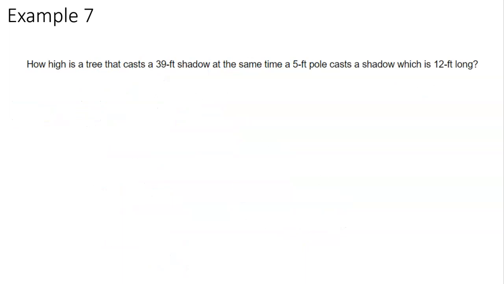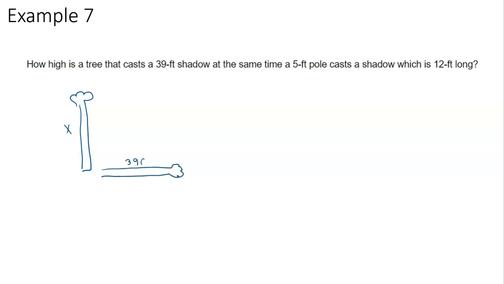Let's look at another example. How high is a tree that casts a 39-foot shadow at the same time a 5-foot pole casts a shadow which is 12 feet long? All right, let's take a peek here. Let's draw it out. Okay. How high is a tree? And we'll go one step further. Let's call it x. We don't know. That casts a 39-foot shadow.